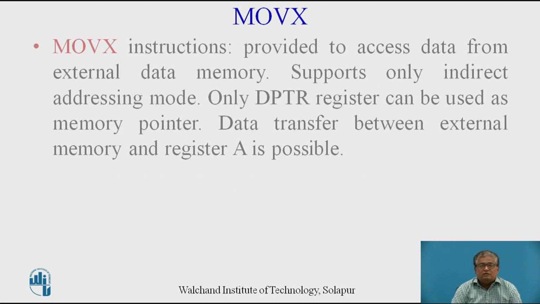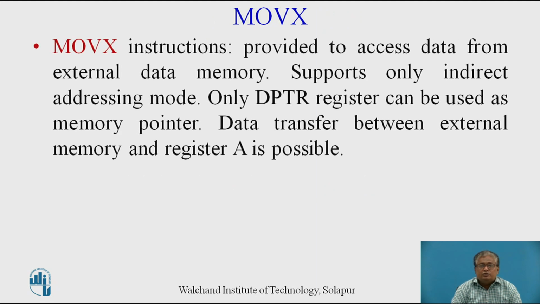MOVX instruction. This instruction is used to access data from external data memory, which supports only indirect addressing mode, and only the DPTR register can be used as a memory pointer. Data transfer between external memory and register A is possible. So whenever you want to write data in the external memory, first it is required to put that data in the register A.